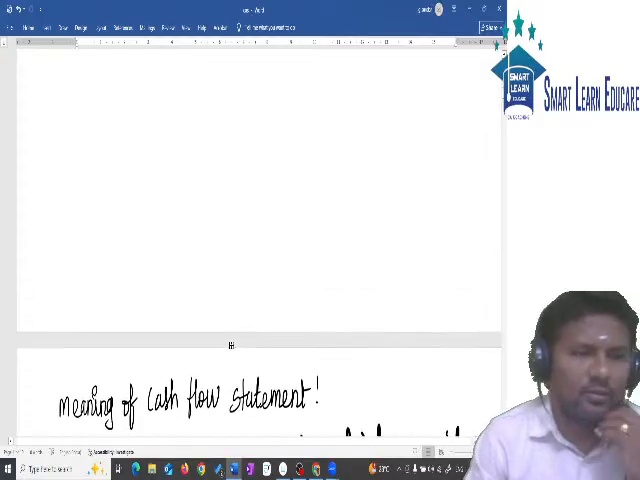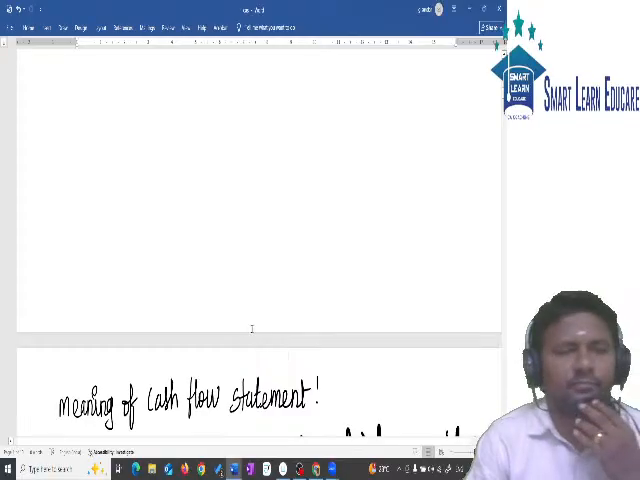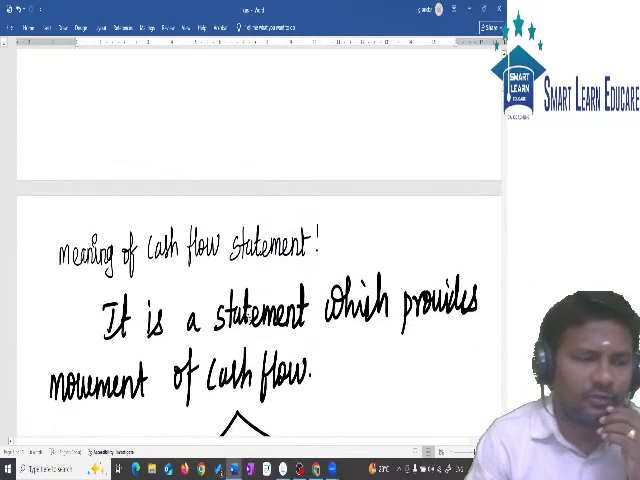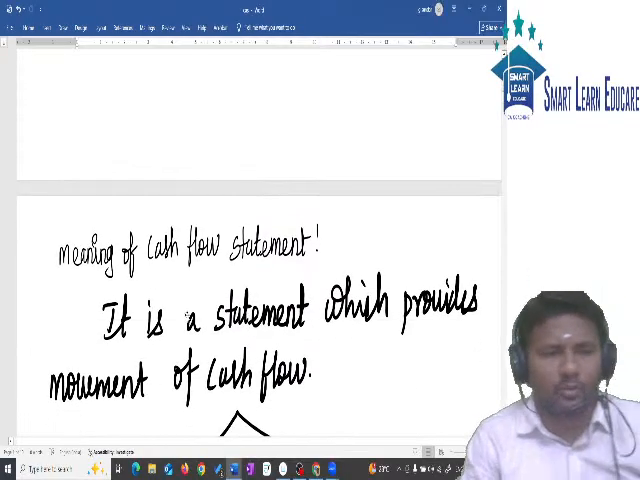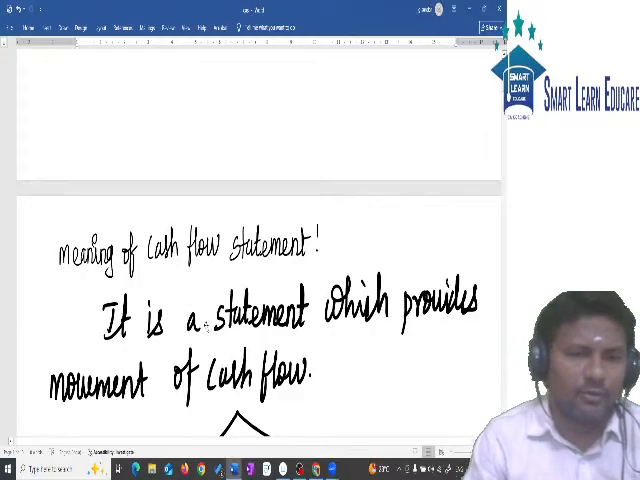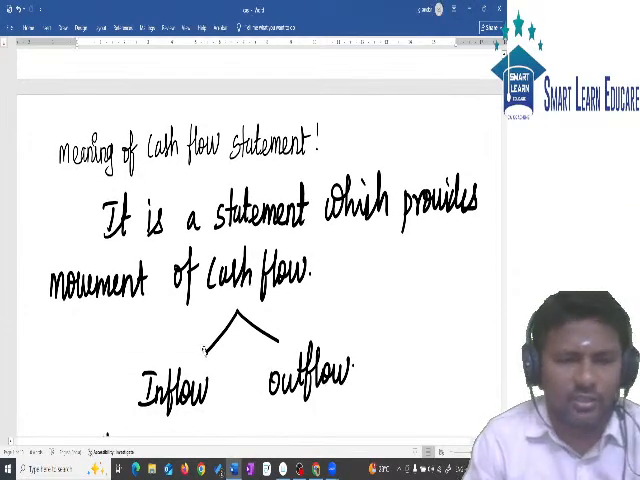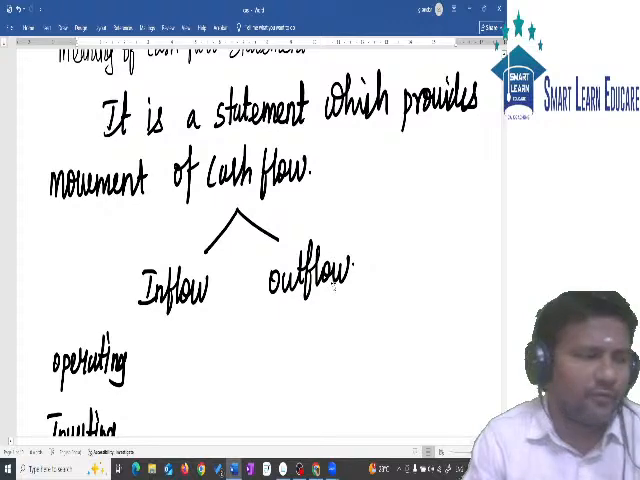Okay. In last class, we started cash flow statement. We will proceed further with cash flow statement. What do you mean by cash flow statement? It is a statement which provides a movement of cash flow. When I say cash flow, it consists of two things: inflow of cash and outflow of cash.